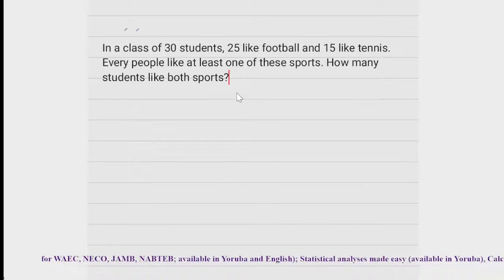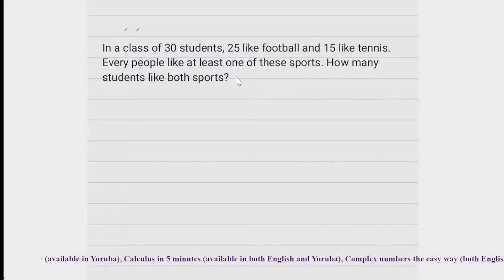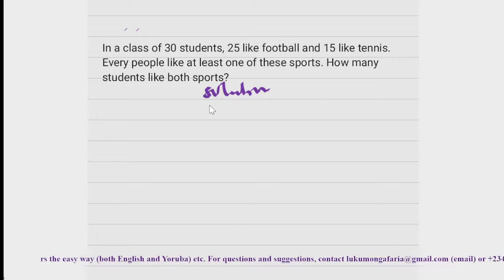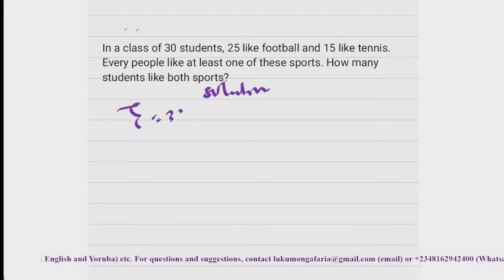So the question says that in a class of 30 students, if I were you, don't draw any diagram, just read the question and interpret it. In a class of 30 students, you know, that is representing your universal set. That is, your universal set is 30, because that is the total number of elements under consideration.